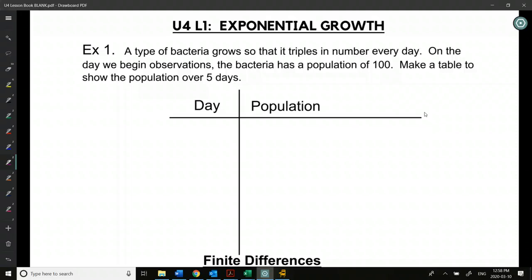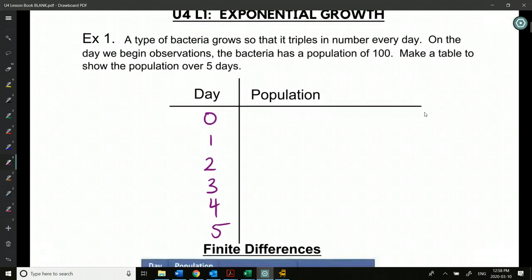So we're going to take a look at a bacteria culture. The number of cells in this bacteria culture is going to triple in number every day. On the day we begin observations, the bacteria has a population of 100 cells, and we're going to make a table to show the population over the next 5 days. Okay, so that will be the initial observation. No time has passed. It's day 0. And we'll take a look at what's happening over the next 5 days.